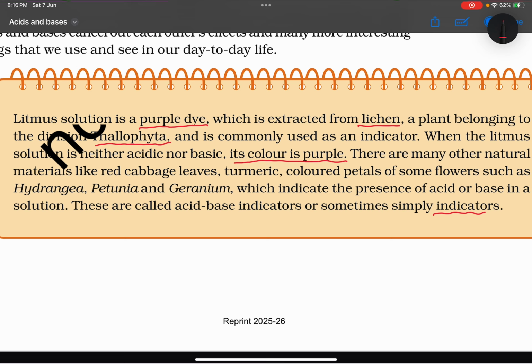So no need to remember all this because this is the extra part. No need to think about what the color will be. Okay, simply remember, along with litmus paper, you can go with turmeric, some cabbage leaves and some flower petals.